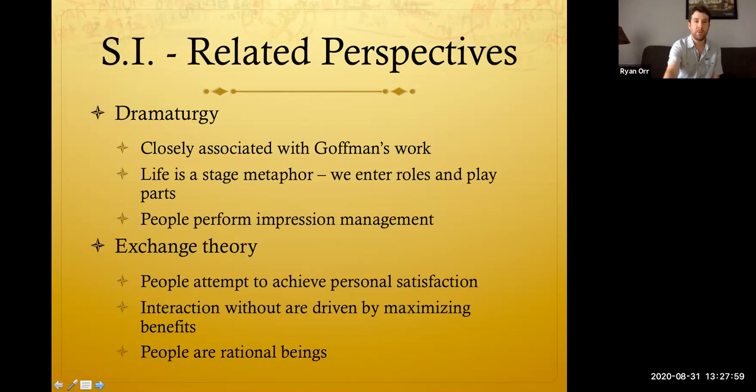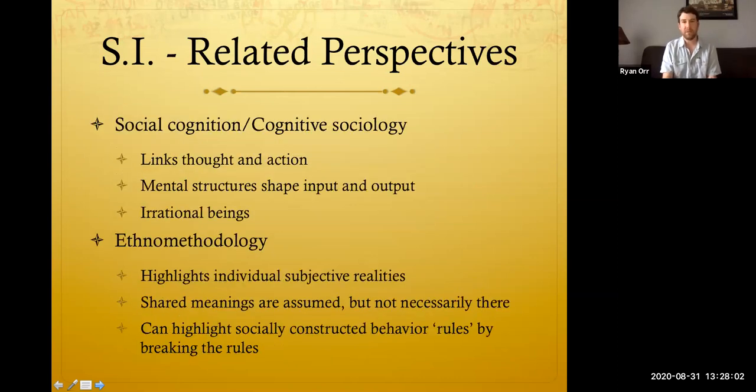I'll jump forward to two more perspectives. We collapse cognitive sociology with social cognition. And again, this is somewhat related, but not closely tied into symbolic interactionism. Social cognition gets down even deeper into the mind, deeper than symbolic interactionism often goes. We start to look at different mental structures, how those structures are created, and how those structures guide both what we see, the input, and what we do, the output.